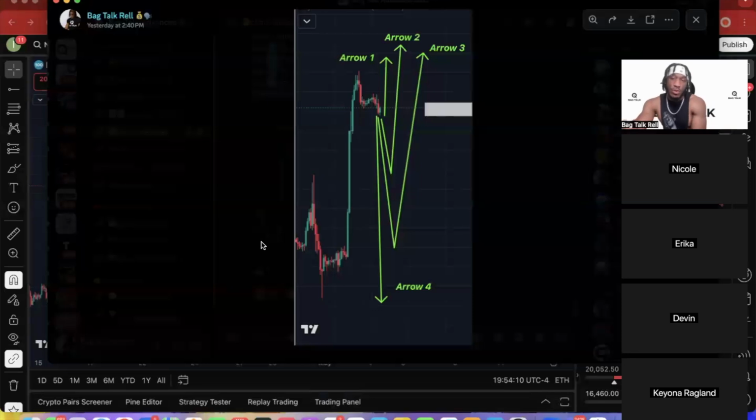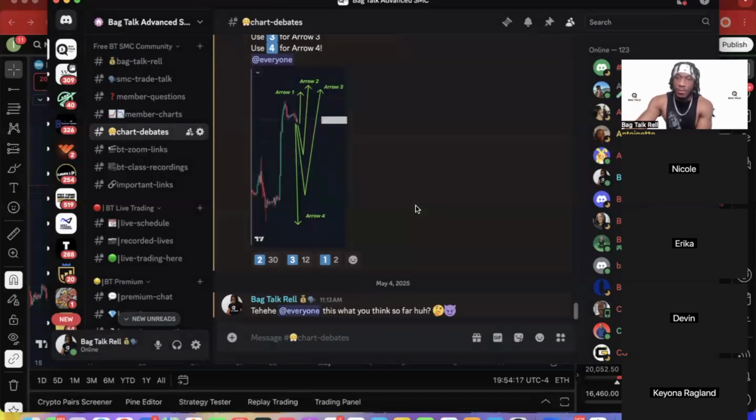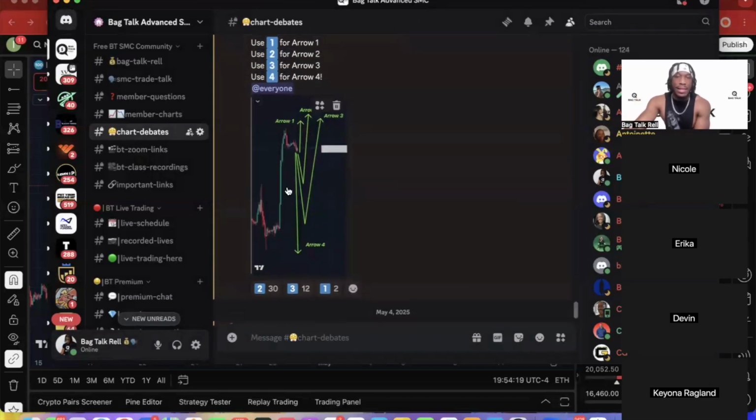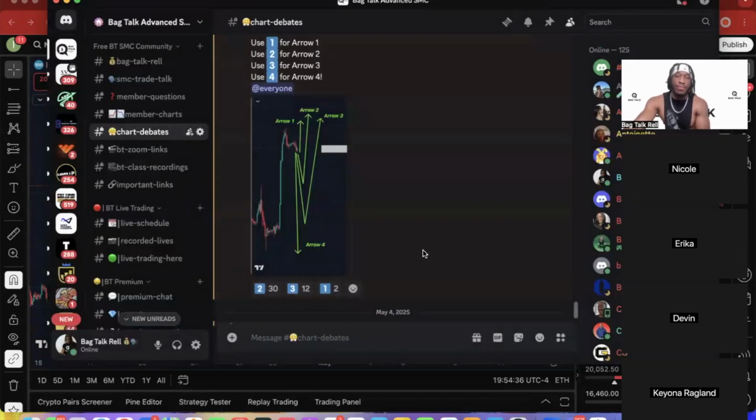And with the free community, people who've never taken my mentorship, but they're just in here learning from the free classes, shout out to them. They think that Arrow 2 is what's going to happen, because 30 out of 44 think Arrow 2 is the most likely scenario. We're going to come right into this area and then pop right back up. Arrow 3 is the second most popular.